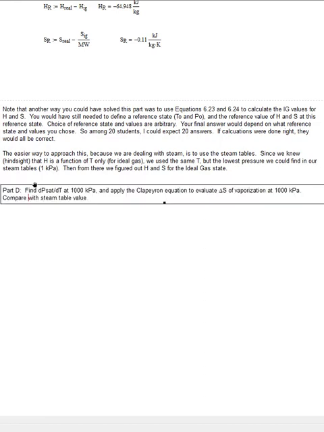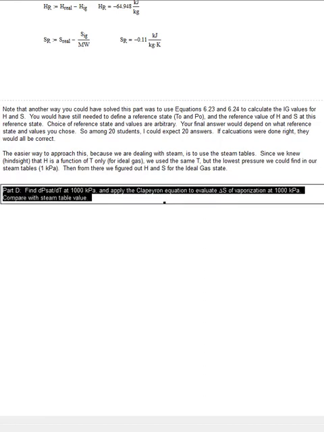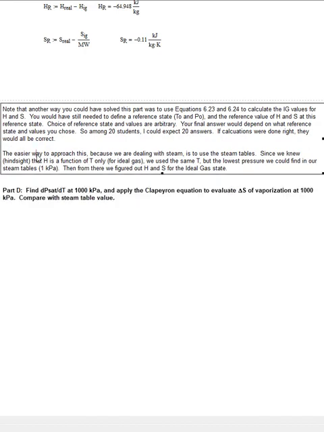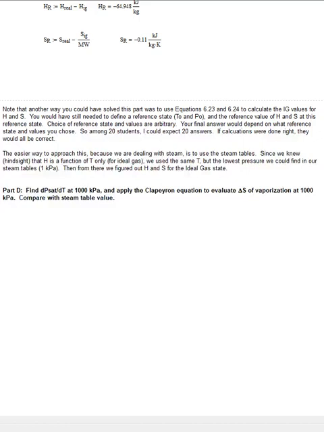Part D looks at another subject. They ask you to find dPsat/dT at 1,000 kilopascals, and apply the Clapeyron equation to evaluate delta S of vaporization at 1,000 kilopascals, and then compare with the steam table value. Just for reference, you've got multiple forms of the Clapeyron equation in the derivation on page 236. This is a Clapeyron equation right here.